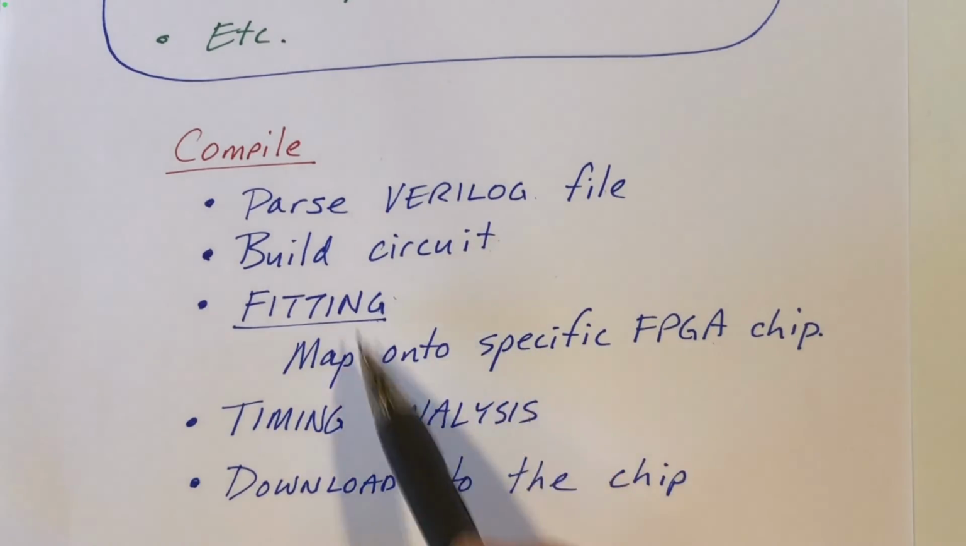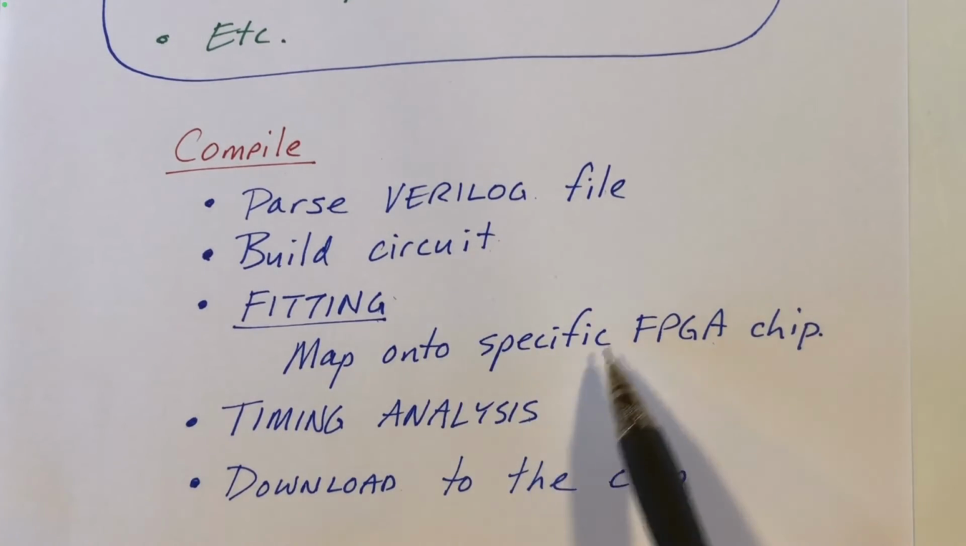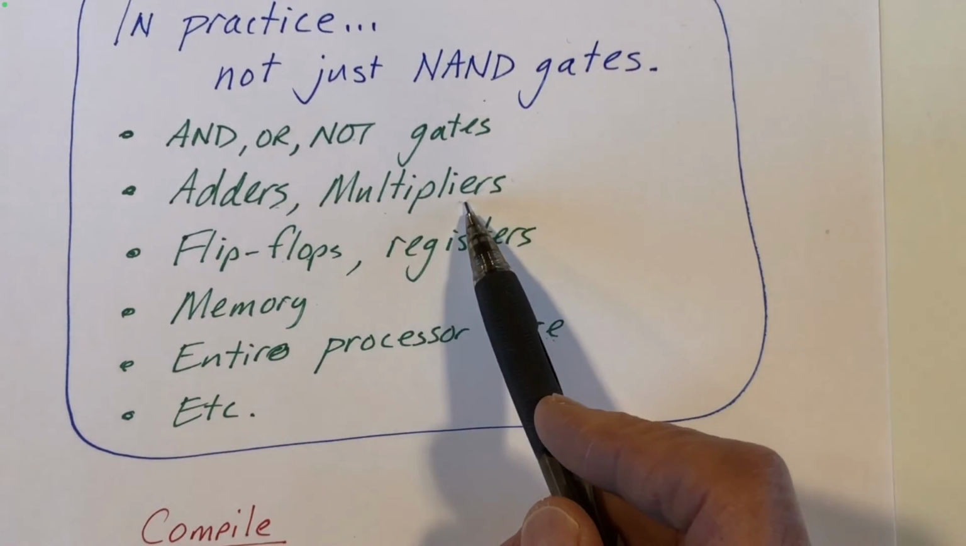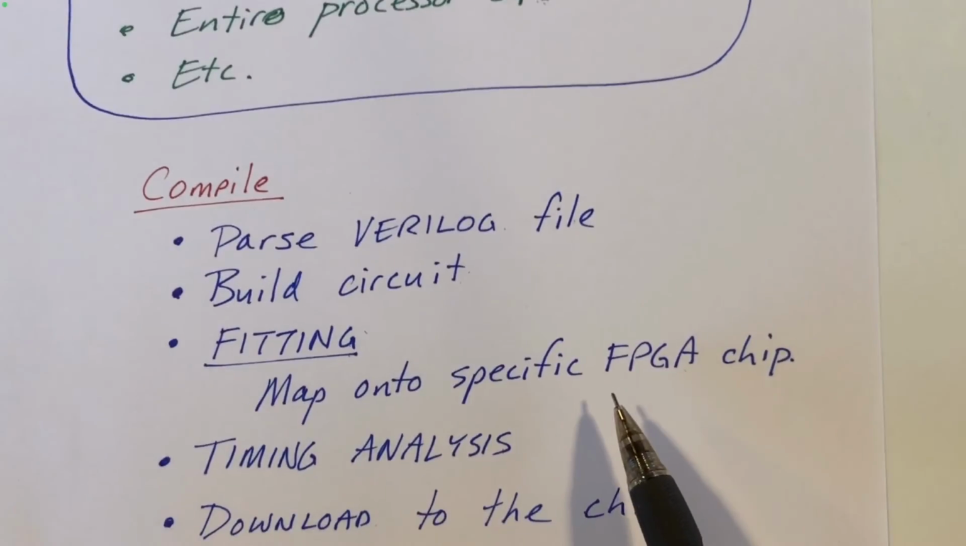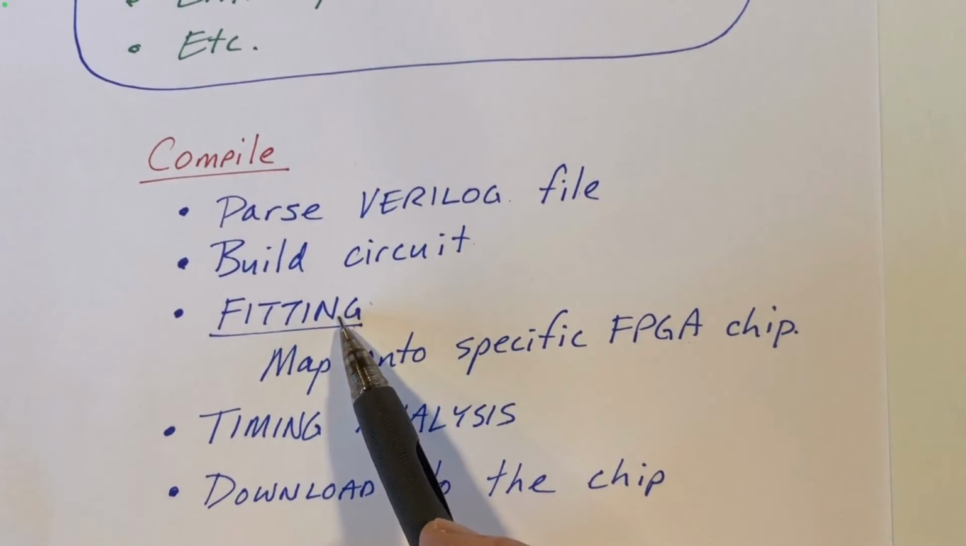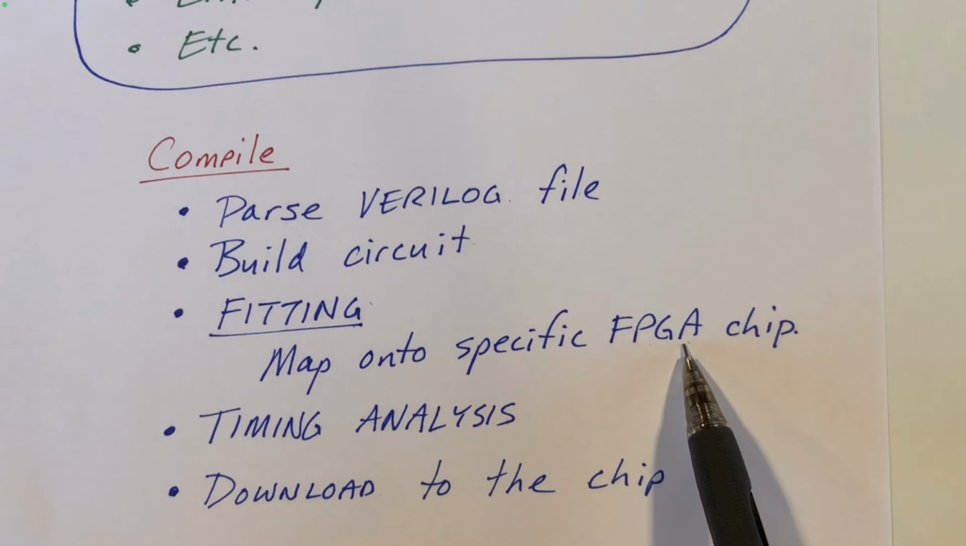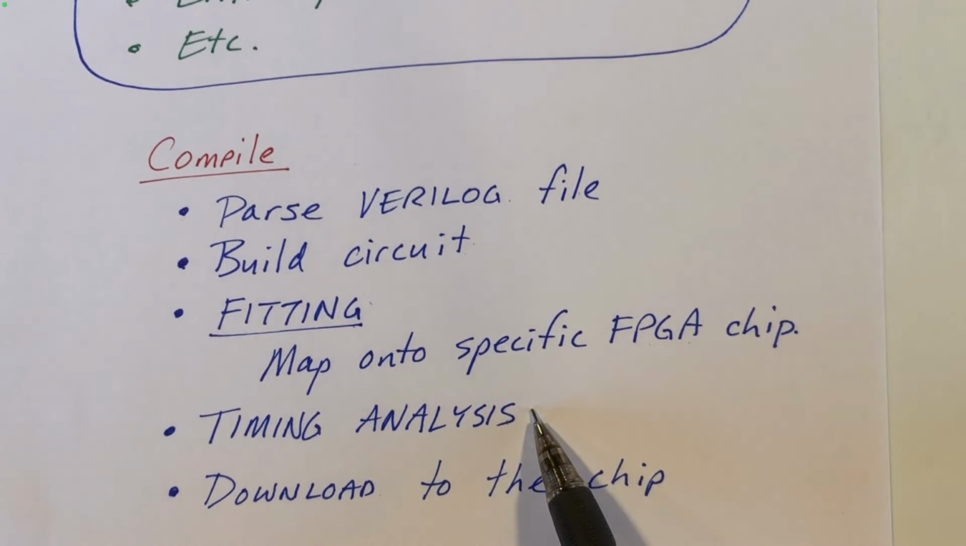So you need to tell the development environment what kind of chip you're working with, and some have different kinds of things. It might have multipliers, or it may be a chip without any multipliers, and so on. So that's fitting, where it fits your circuit onto what's available on a specific FPGA chip. And then the development software can run a timing analysis to make sure all the setup times and the hold times and so on meet the specifications so that the thing should work. And then finally you want to download the design to the FPGA chip and then of course power it up and use it.